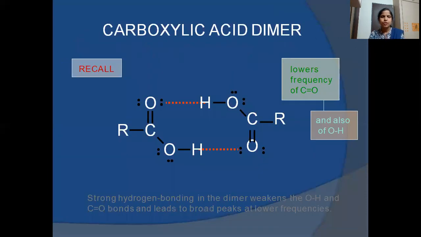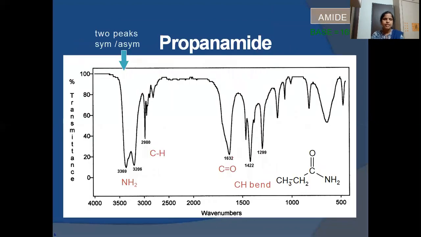So why is the broad band observed? This is again due to the hydrogen bondings. The next example is amide. Here we are taking propanamide. Now, propanamide also has distinguishing features.